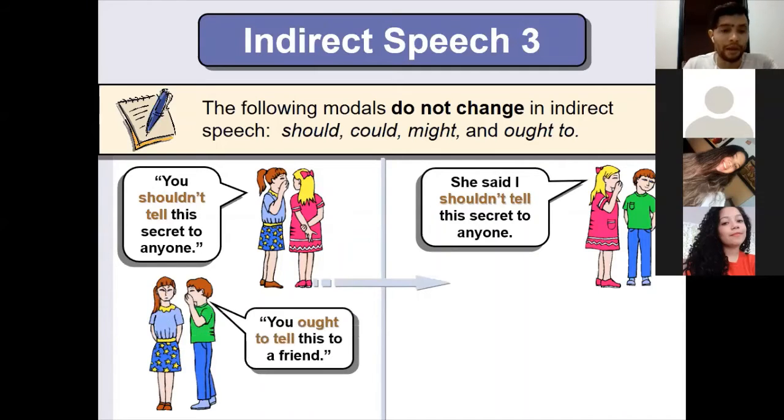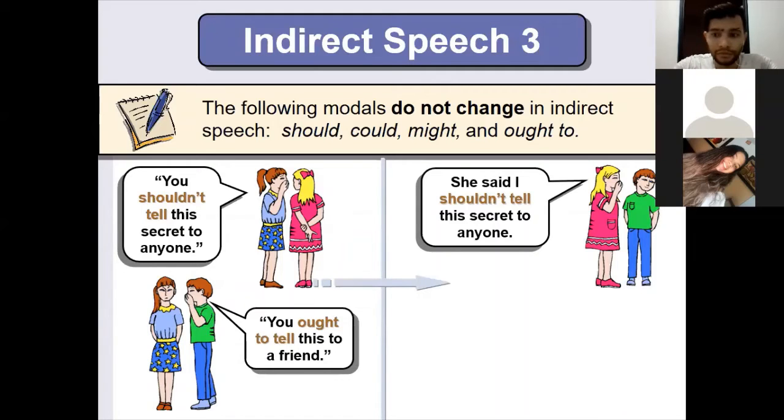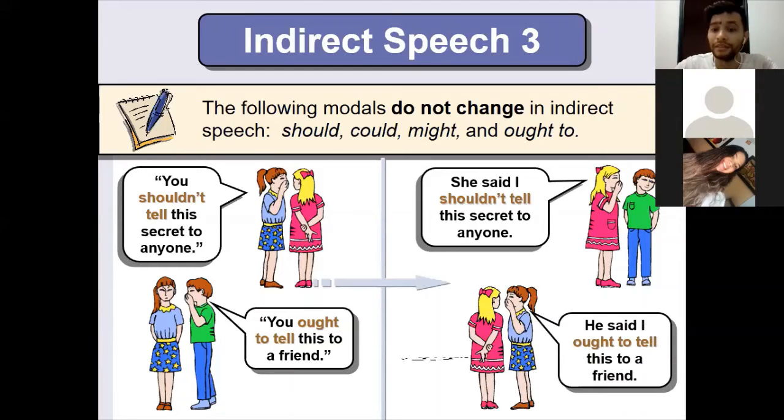Good. How about this? You ought to tell this to a friend. What is the reported speech? She said that I ought to tell this to a friend. Excellent. He said I ought to tell this to a friend. Very good, right? So they don't have any change. They are the same in the direct speech and the reported speech as well.